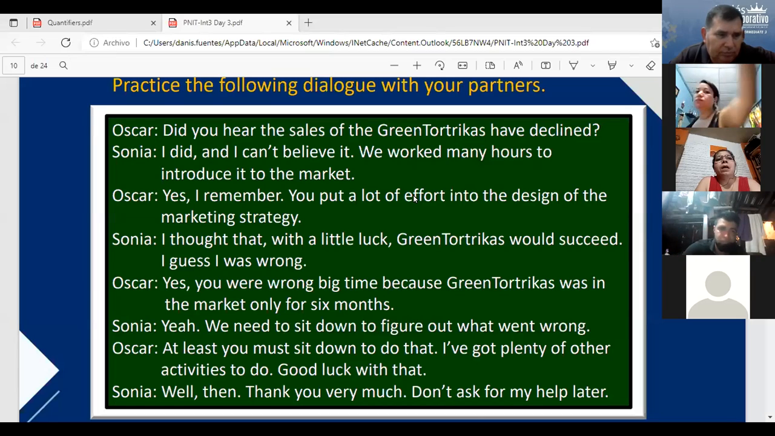I thought that with a little luck, green tortricas would succeed. I was wrong. Yes, you were wrong big time because green tortricas were in the market only for 6 months. Yeah, we need to sit down to figure out what went wrong. I've got plenty of other activities to do. Good luck with that. Well, then, thank you very much. Don't ask for my help later.